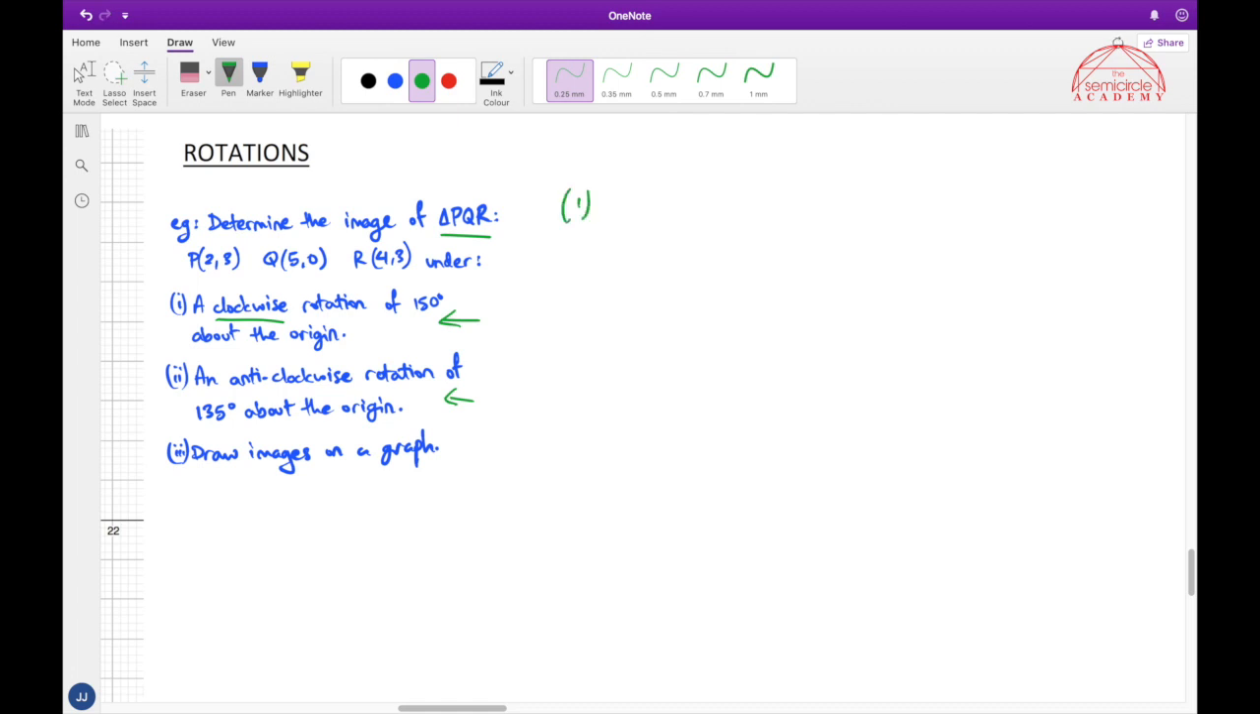Let's try number one first. I'm going to remember my matrix for a clockwise rotation of 150 degrees. My matrix for a clockwise rotation, R negative theta, is equal to cos theta, sine theta, negative sine theta, cos theta. I'm simply going to take this rotation matrix, R negative theta, and multiply it by my object P, Q, and R, and hopefully that should give me my image P prime, Q prime, R prime.